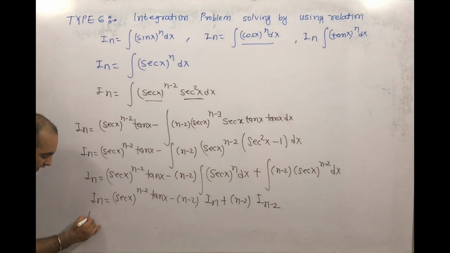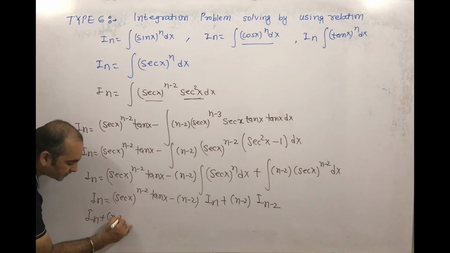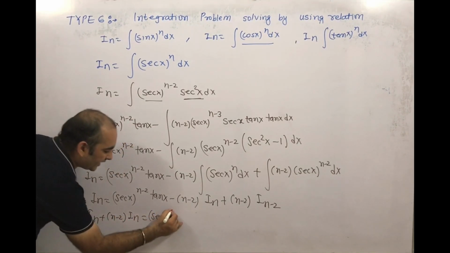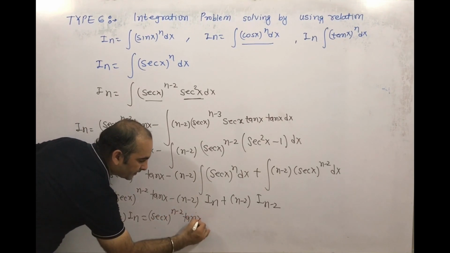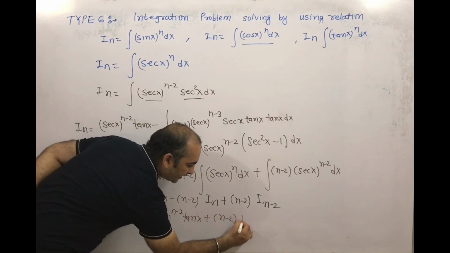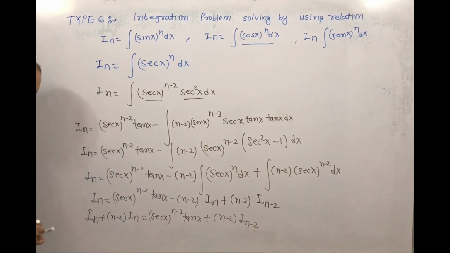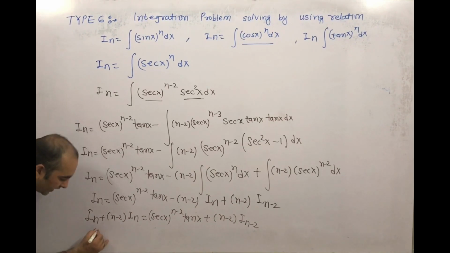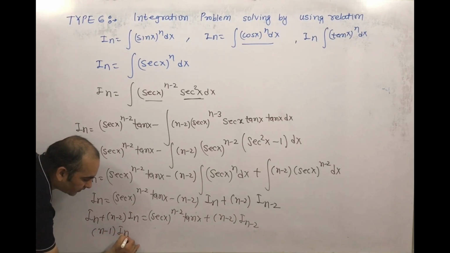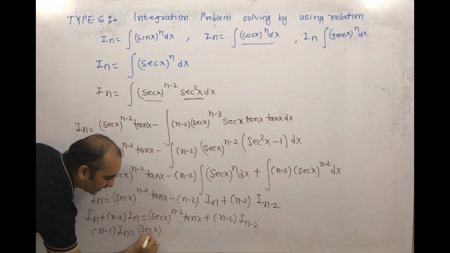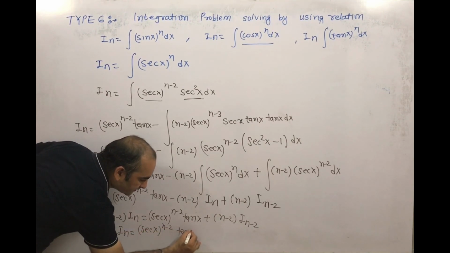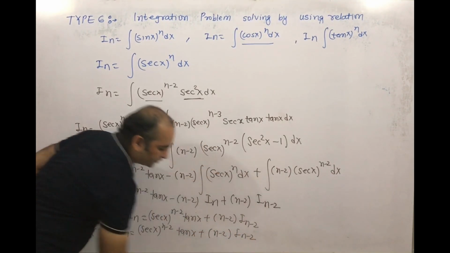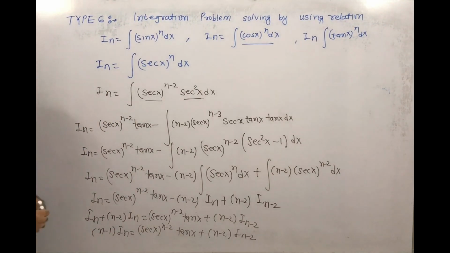So minus n minus 2 In we take to this side. So here In plus n minus 2 In equal to secant x to the power n minus 2 tan x plus n minus 2 I of n minus 2. So In plus n minus 2 In gives n minus 1 In equal to secant x to the power n minus 2 tan x plus n minus 2 I of n minus 2.